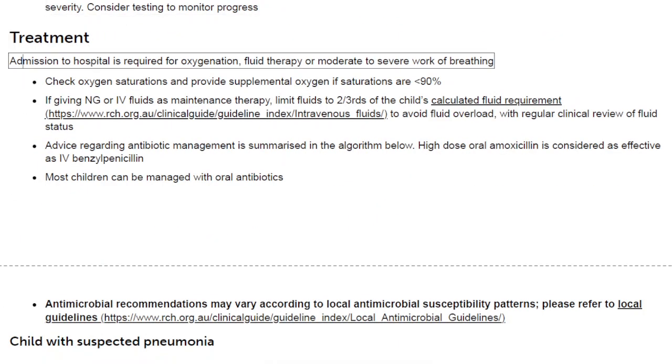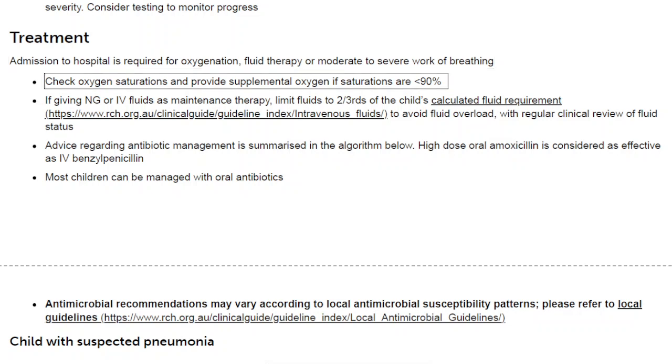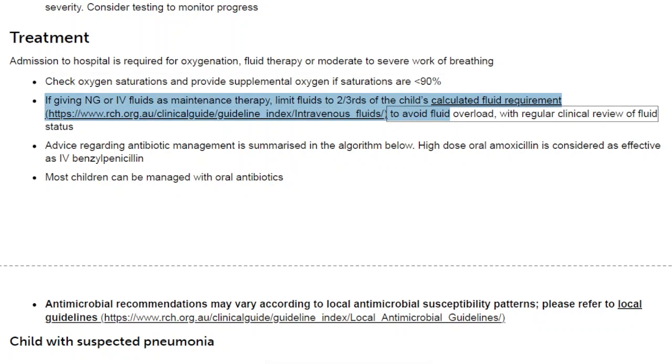Treatment. Admission to hospital is required for oxygenation, fluid therapy, or moderate to severe work of breathing. Check oxygen saturations and provide supplemental oxygen if saturations are less than 90%.